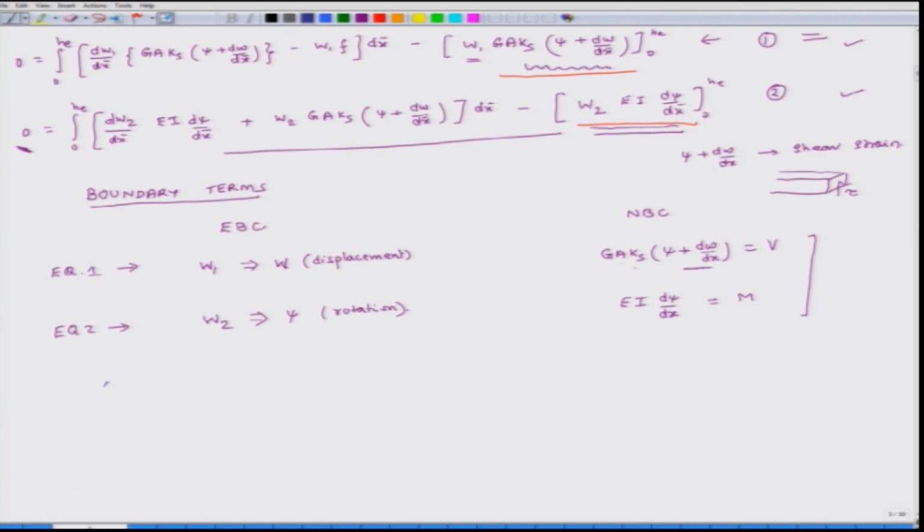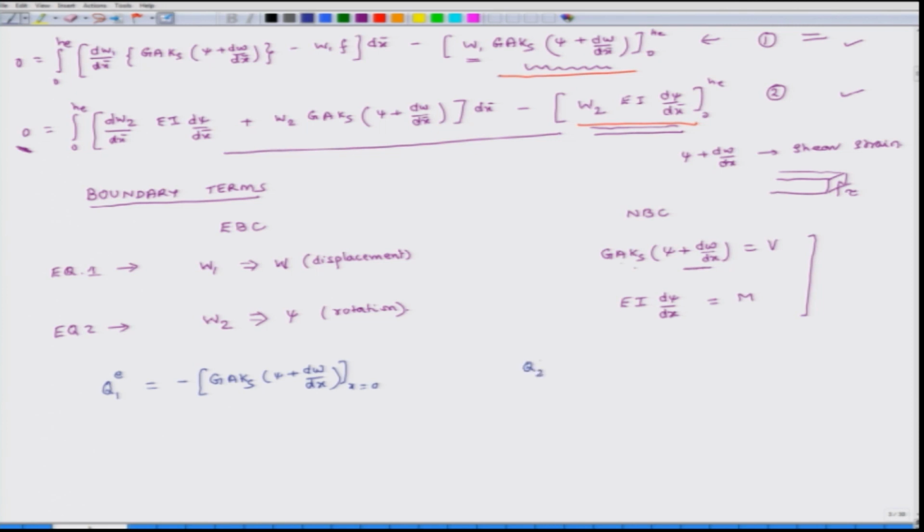So, we will write Q1e, that is for the eth element, is equal to minus GAKS psi plus dW over dx, and this thing I am evaluating at x equal to 0. So, I am evaluating this term which is underlined in red. When you evaluate it at 0 and take its negative value, that is Q1.